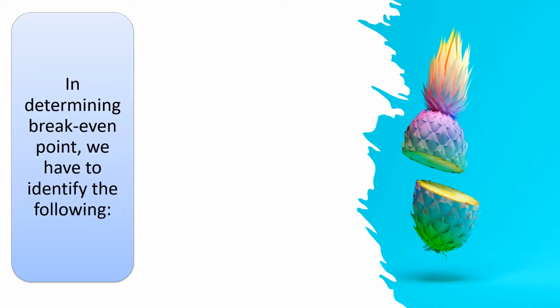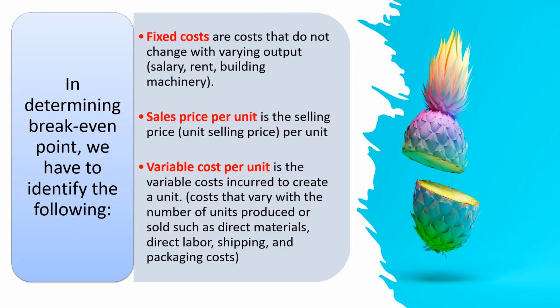To determine the break-even point, we have to identify the following. First, the fixed cost. What are these fixed costs? These are the costs that do not change with varying output. So even if we have a lot of products to be sold, these are the expenses that do not change: the salary, the rent, and the building machinery.